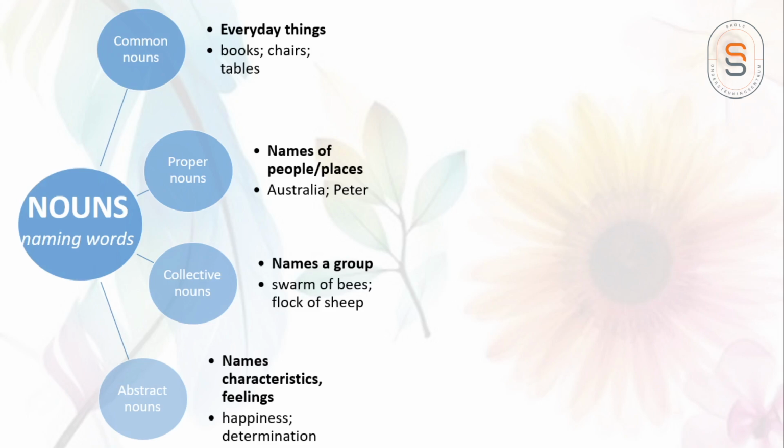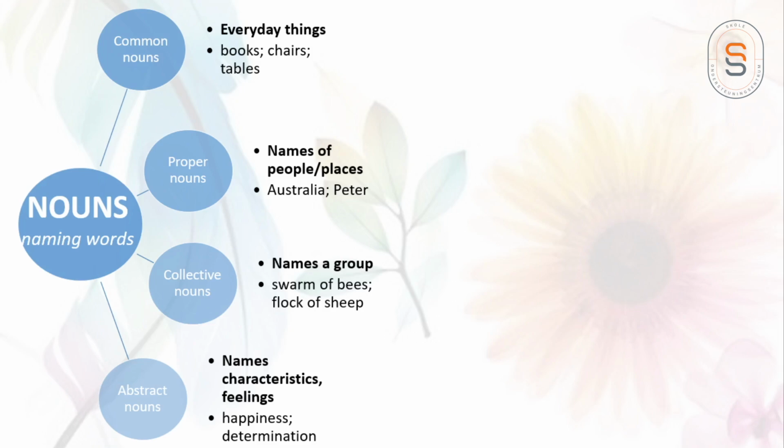Now, a noun is a naming word. The first one we have is a common noun. It's the names of ordinary, everyday things like books and chairs and tables. For instance, there are desks, noun, and chairs, noun, in every classroom, noun. All of those common nouns.